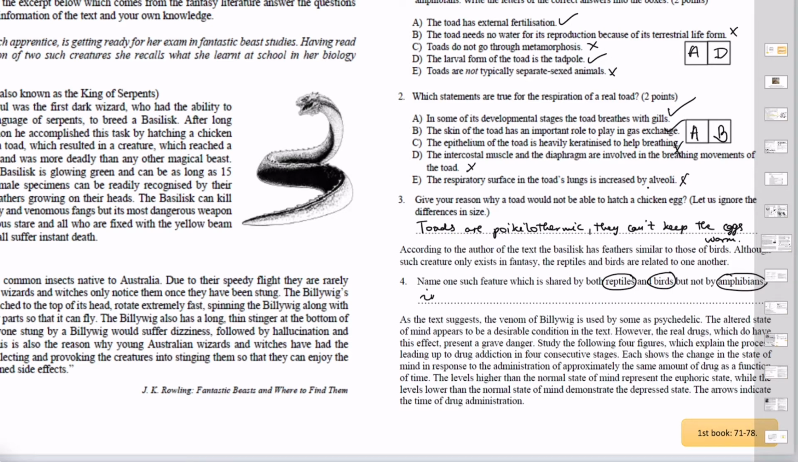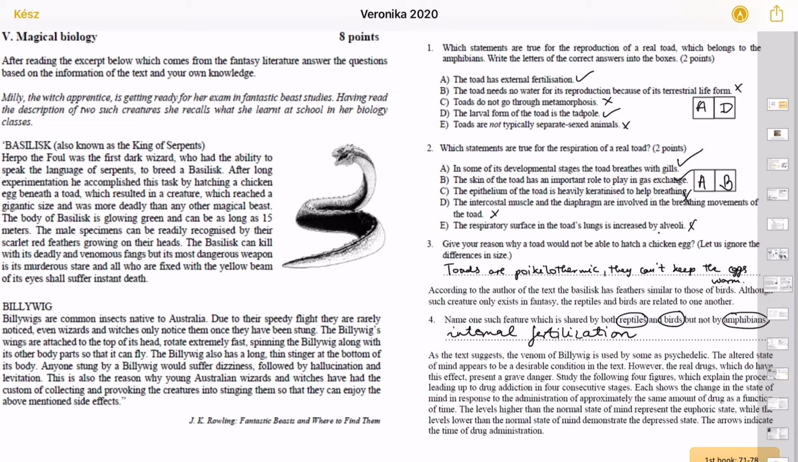So we write here internal fertilization. Internal fertilization. And also you can think about the amphibian skin breathing. And in case of the reptiles and birds, they have keratinized epithelium.